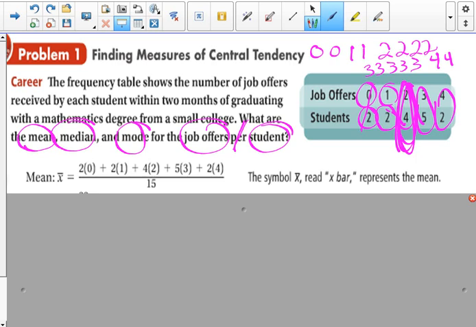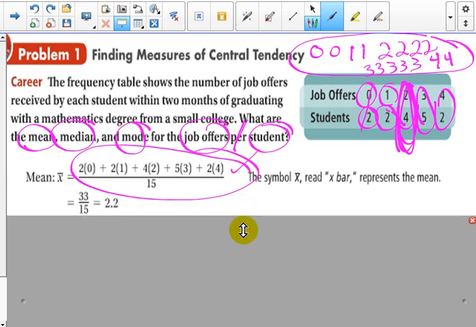15 offers. So now I'm going to add all of these together and then divide by 15. Now notice when they wrote it down here, they just used multiplication. 2 times 0, 2 times 1, 4 times 2, 5 times 3, and 2 times 4. Same thing. But I wanted to display our data like you're going to be used to working with it in this assignment. So we're going to say x bar, or the mean, is equal to the sum of this divided by 15, which is 33 divided by 15, which equals 2.2. So we can say the mean, or x bar, is equal to 2.2.